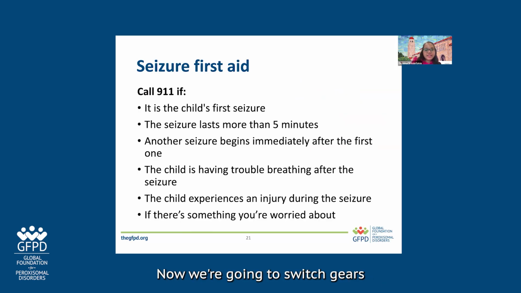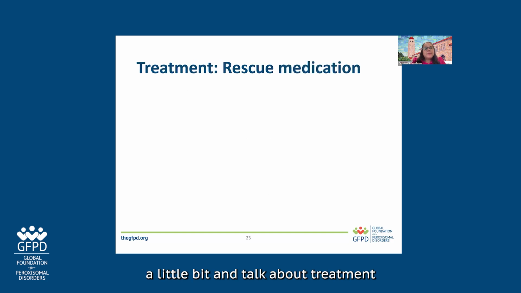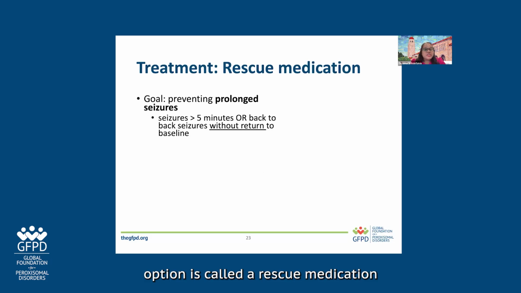Now we're going to switch gears a little bit and talk about treatment options for seizures. So one treatment option is called a rescue medication or an abortive medication. And this, as I mentioned before, is to prevent seizures from becoming status epilepticus, or preventing really long seizures. So typically, these rescue medications are given when seizures are longer than 5 minutes or back-to-back seizures.